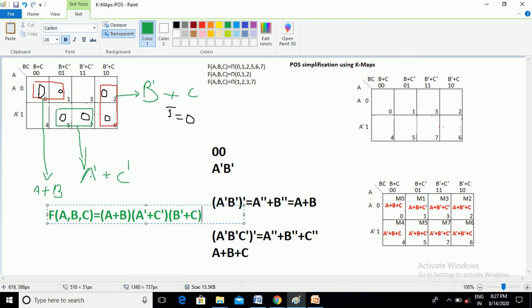So this is the answer for the given Boolean function. Okay, now let us go to the next problem.